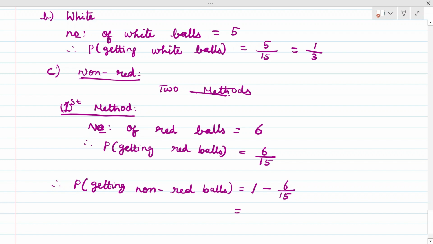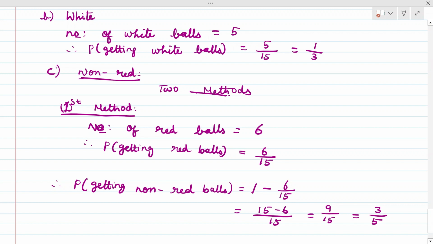6 by 15 is the probability of getting red balls, but we don't want red balls, so we are subtracting that from the total probability. That is 1 minus 6 by 15. When you take the LCM, it is 15 minus 6 divided by 15, which is equal to 9 by 15. You can cancel this by 3, and it becomes 3 by 5. This is the required answer.